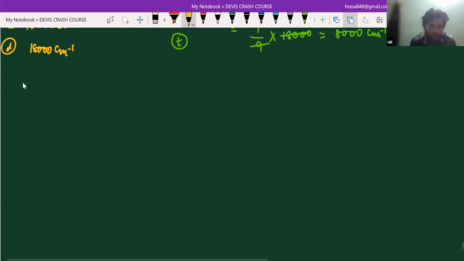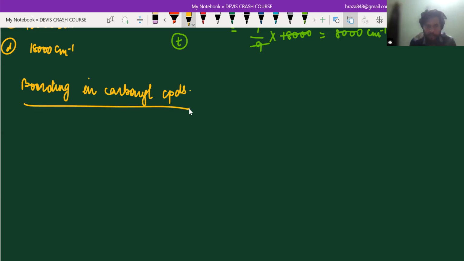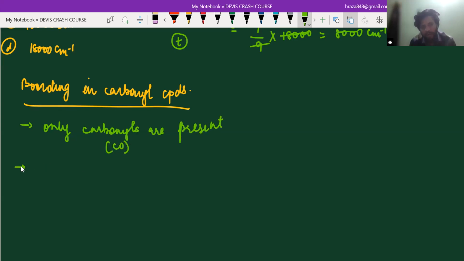First of all, we are going to complete bonding in carbonyl compounds. Carbonyl is basically CO. In this type of complex, only carbonyls are present, that means the ligand is carbonyl, that is CO. Since only one type of ligand is present, it is also known as a homoleptic complex or homoleptic coordination compound. Is that clear?